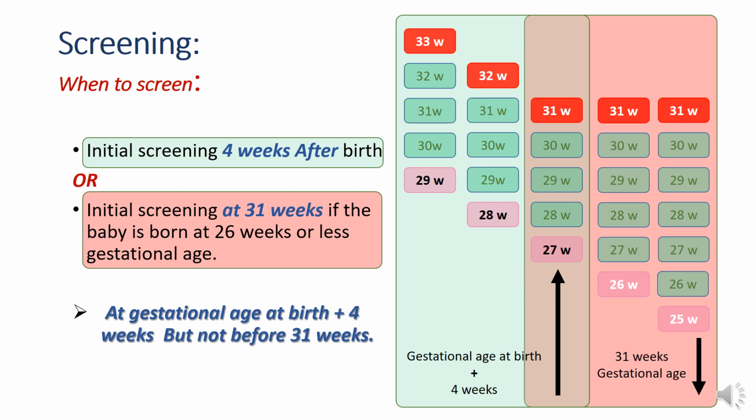But if the baby is born at 25 weeks, 4 weeks after birth is 29 weeks gestational age. You cannot do examination at this age, so we wait and we do the examination at 31 weeks of gestational age. Babies born at 26 weeks will also receive their examination at 31 weeks gestational age. So we can do our examination 4 weeks after birth, but not before 31 weeks gestational age.